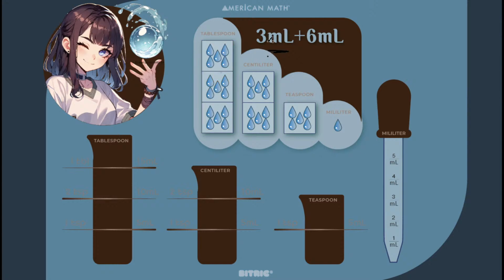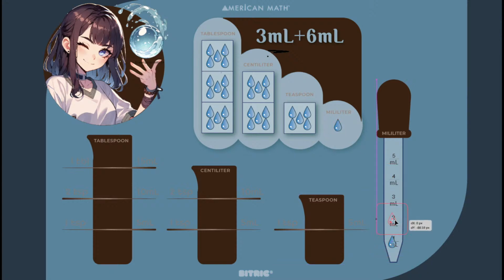So let's start off first with 3 milliliters. We'll grab our individual milliliter pieces because a tablespoon's too big. That holds 15 milliliters. A centiliter holds 10 and a teaspoon holds 5. So we have to go down to our milliliters. What I'm going to do is turn to my mouse and drag 3 individual milliliters into our dropper.